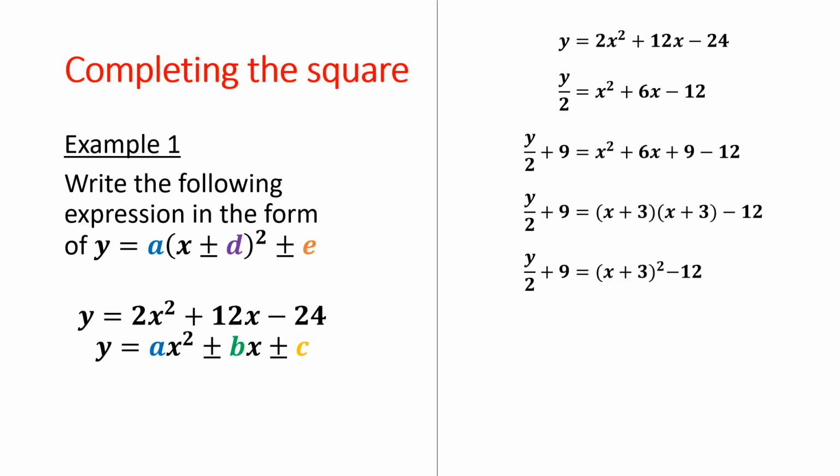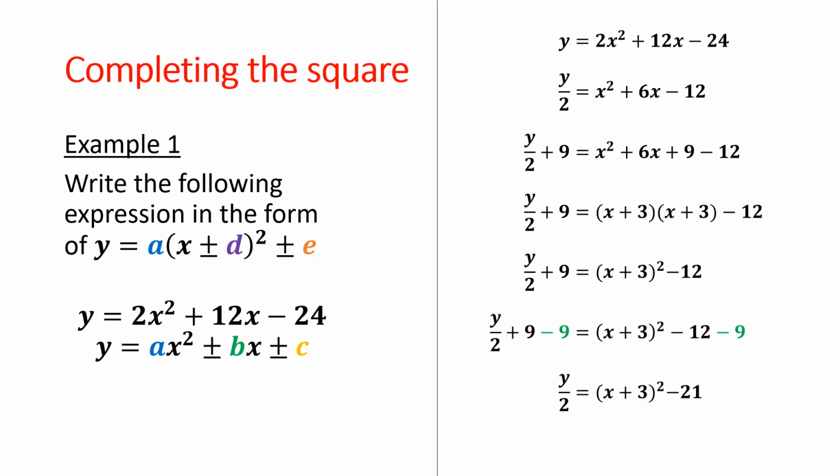Now, all we need to do is start undoing everything. Because we added 9 to both sides of the equation, we can now subtract 9 again. So let's subtract 9 from both sides. On the left-hand side, that leaves us with y over 2. And on the right-hand side, we have x plus 3 all squared minus 21, because we had minus 12 minus 9, which makes minus 21.